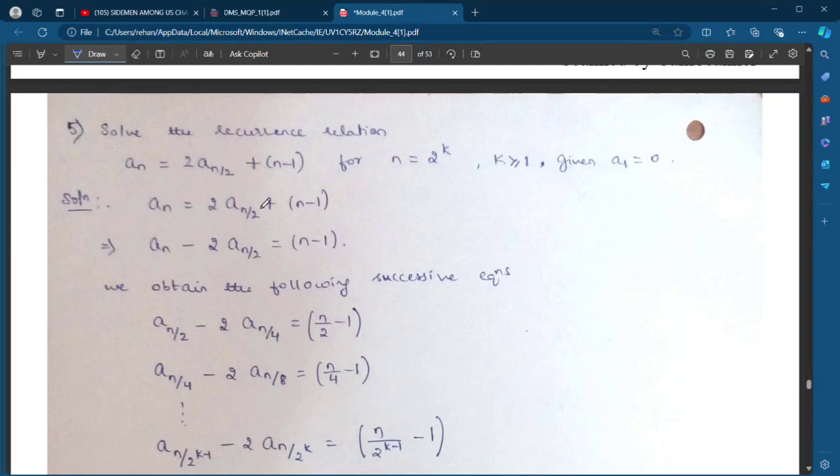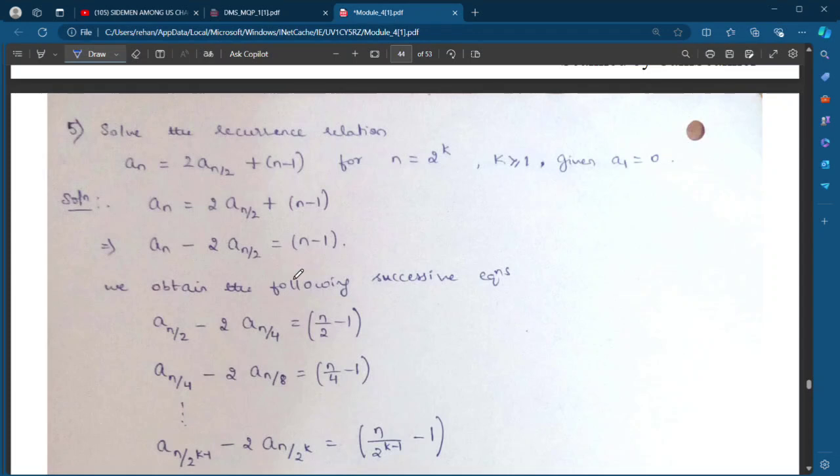Then what I can do, first I'll take it as homogeneous. So an is equal to 2 into a of n by 2 plus n minus 1. An minus 2 into a of n by 2 is equal to n minus 1. We obtain the following successive equations. A of n by 2 minus 2 into a of n by 4 is equal to n by 2 minus 1.